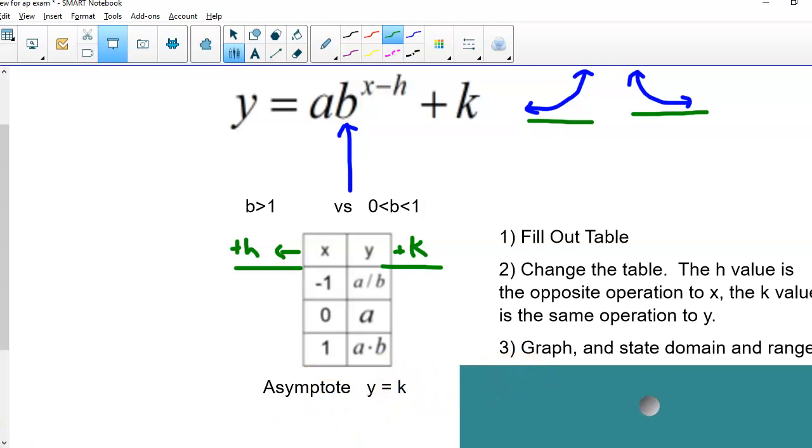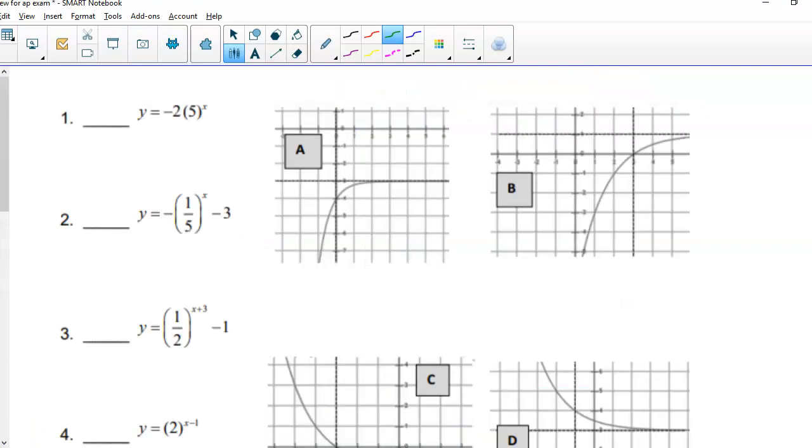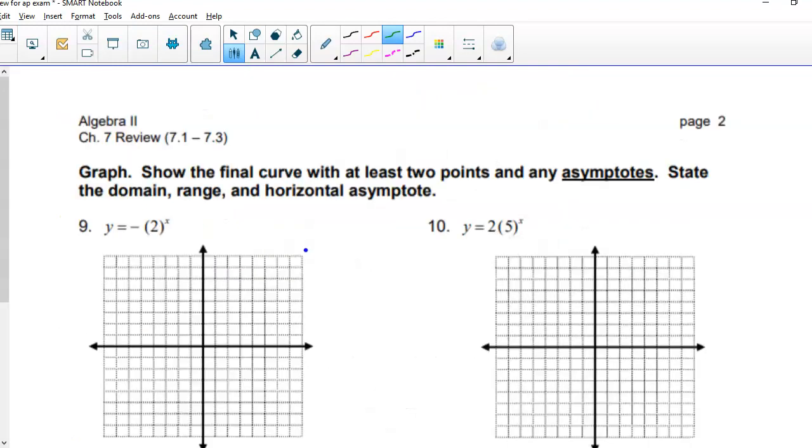So let's go through a couple questions right now just to make sure that you're pretty fresh on this stuff. I'm going to skip through the matching right now, and go right to some of these graphing questions. Let's start with number 9. On number 9, I have y is equal to negative 2 to the power of x. So I'm going to put a -1 right here. There's a little invisible 1 right there.